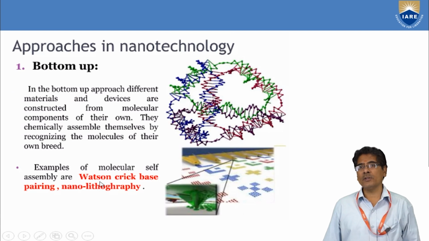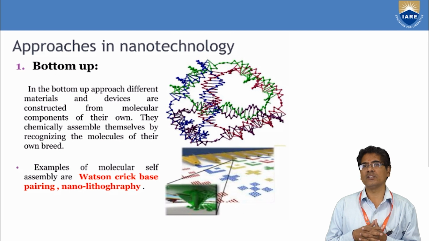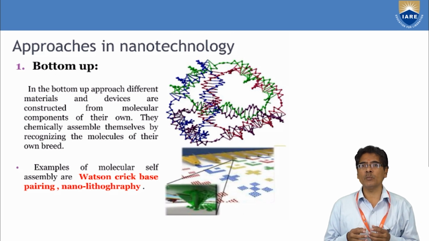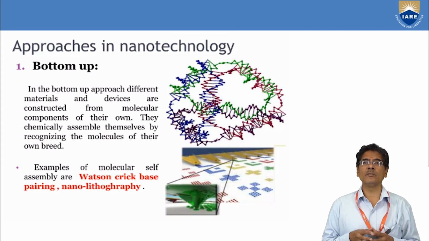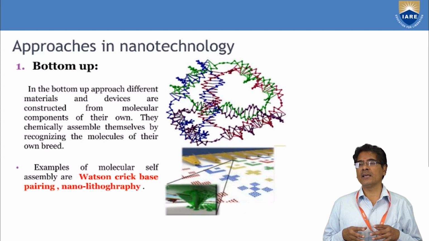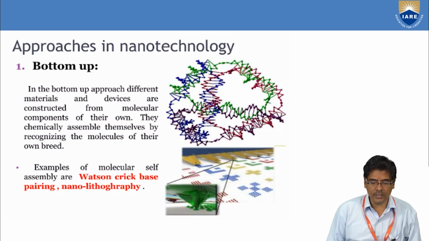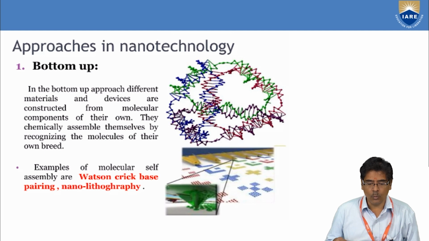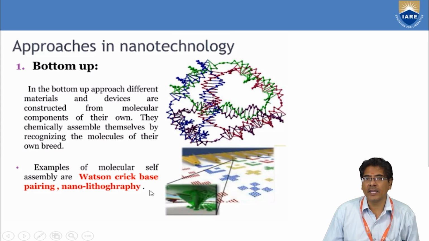So what are the approaches in nanotechnology? As we have seen, we'll come to the approaches in nanotechnology. First, the bottom-up approach. In the bottom-up approach, different materials and devices are constructed from molecular components of their own. They chemically assemble themselves by recognizing the molecules of their own kind. Examples of molecular self-assembly are Watson-Crick base pairing, and the other is the nanolithographic method.